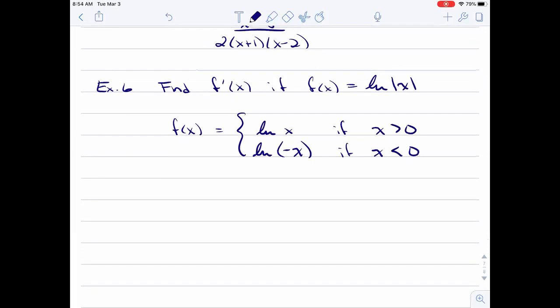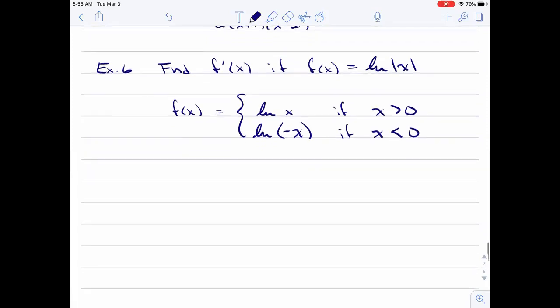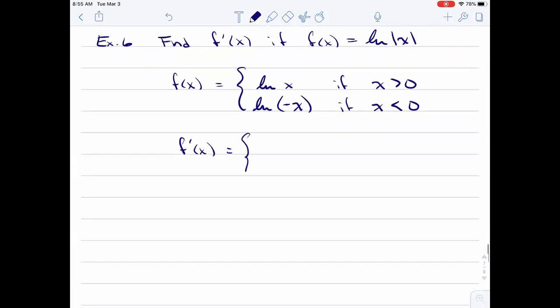Either way, we end up feeding it a positive value, right? But if we're giving it a negative value of x, when we take the absolute value, what we're technically doing is just tacking on a negative. And so if we differentiate that, which we can, right? We can differentiate piecewise functions by just differentiating each of the pieces. Then we have 1 over x if x is positive.